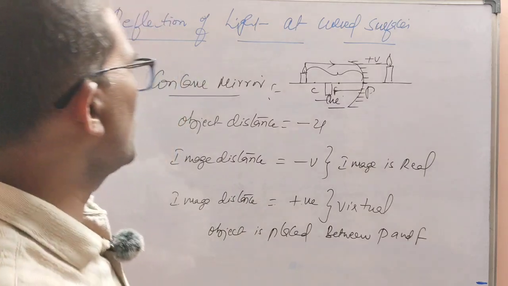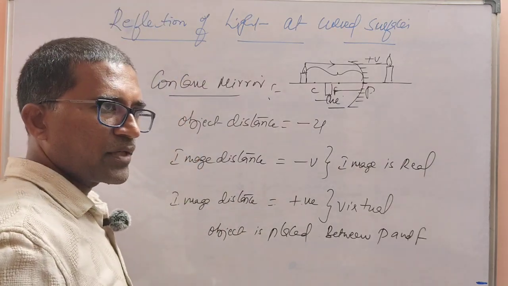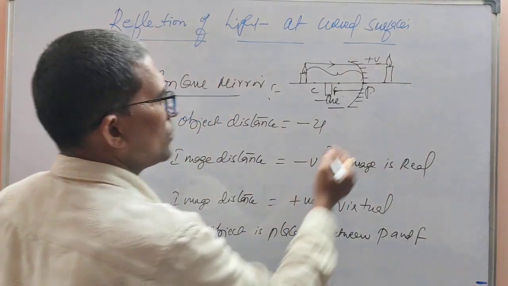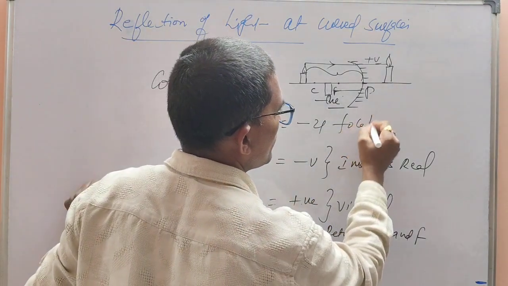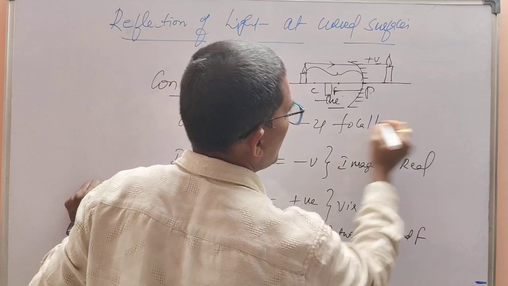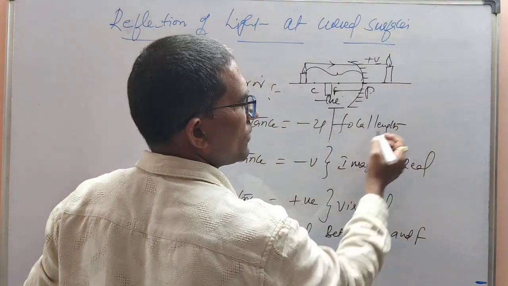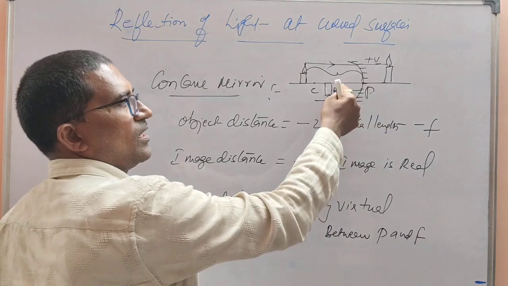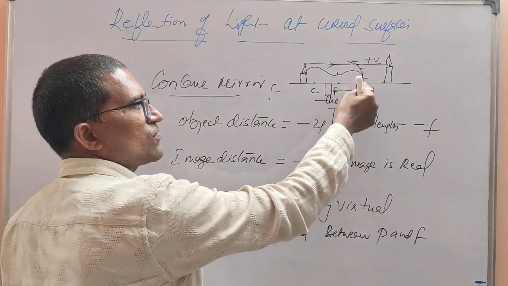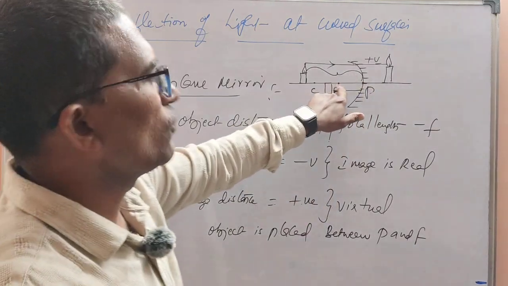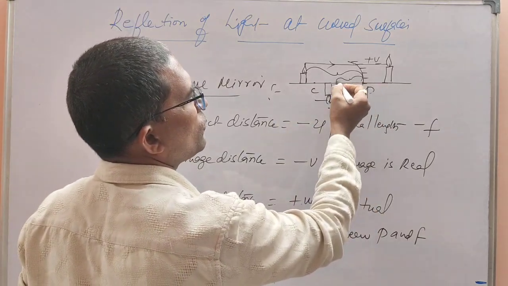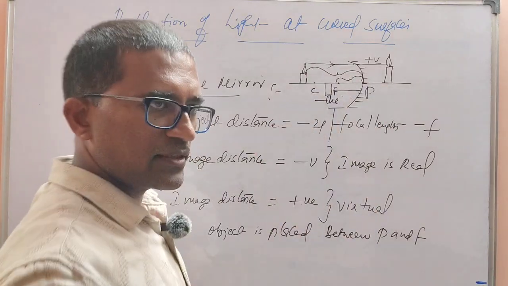Now, sir, what about the focal length for concave mirror? The focal length for concave mirror is considered as a minus, because what is the focal length? You know, the distance from the pole of the mirror to the focus is called focal length. So we are going to measure the distance from the pole to the focus. It is nothing but focal length.